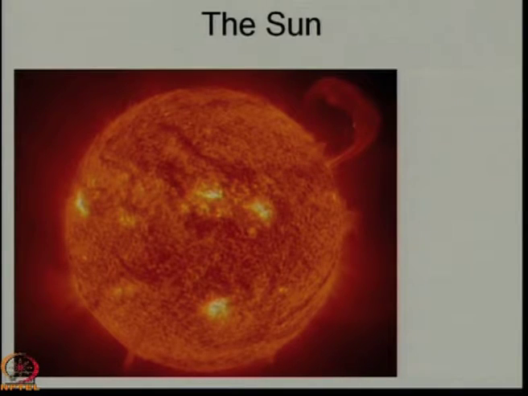Much of our information about the Sun is obtained by studying the radiation coming from the Sun to the surface of the earth. And this radiation is extremely important because it is essentially the source of energy on the basis of which the entire life is built up on earth.